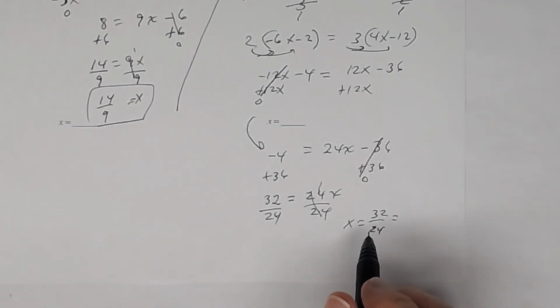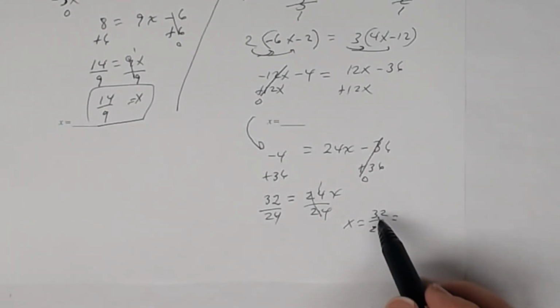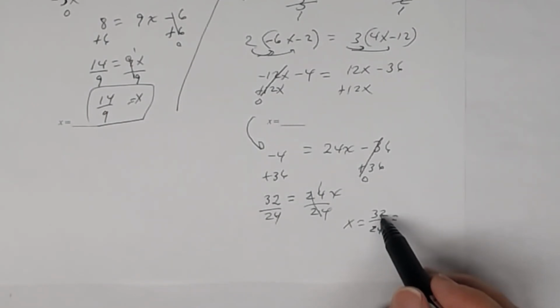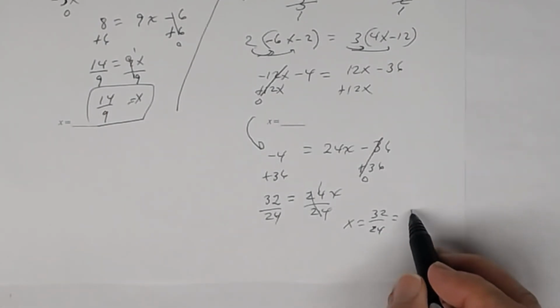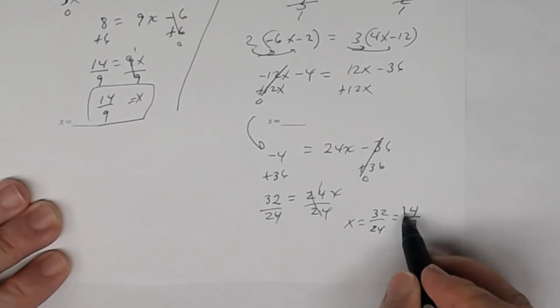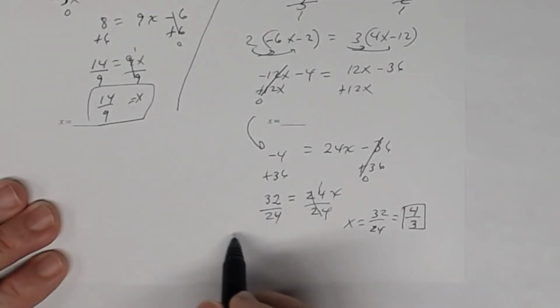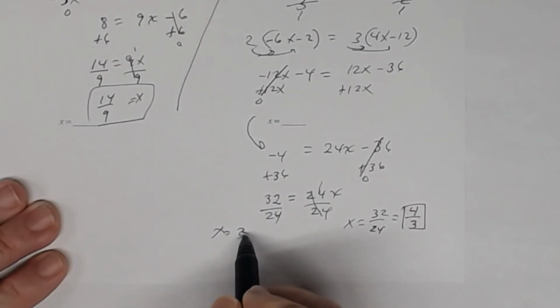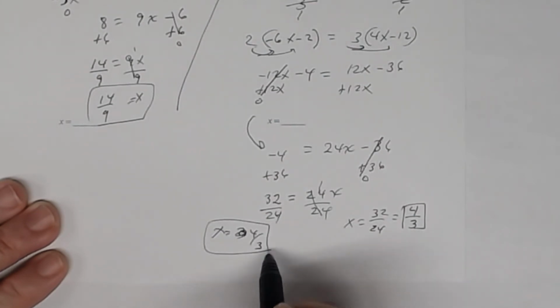Don't leave it like this. We expect you to reduce. I want you to notice that for 32 and 24, the greatest common factor, always use the greatest. It helps. It makes things easier. The greatest common factor of 32 and 24 is 8. So 32 divided by 8 is going to be 4. And then 24 divided by 8 is going to be 3. And so there's your solution. So x equal 4/3 is your solution.